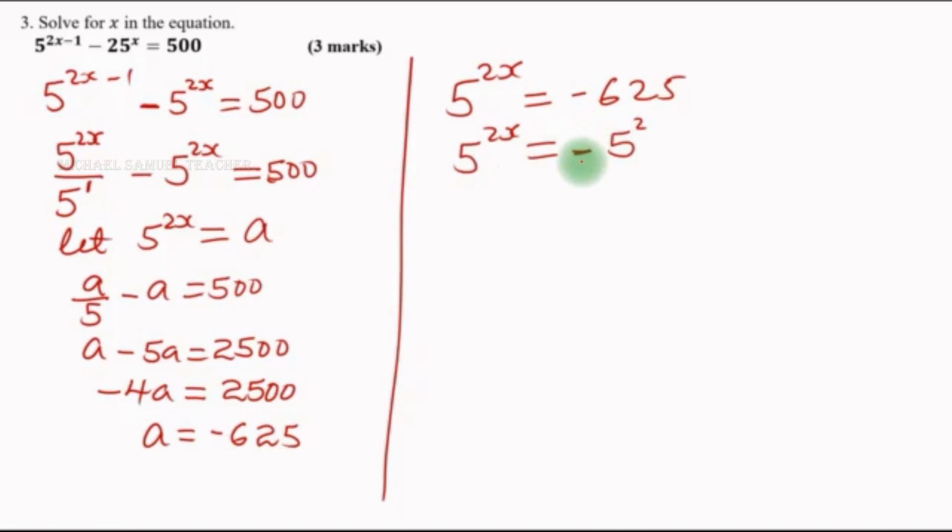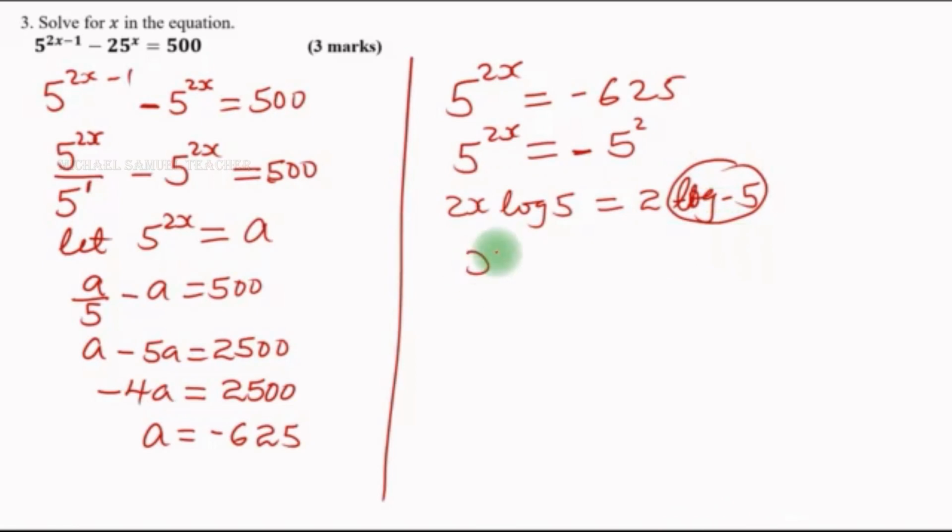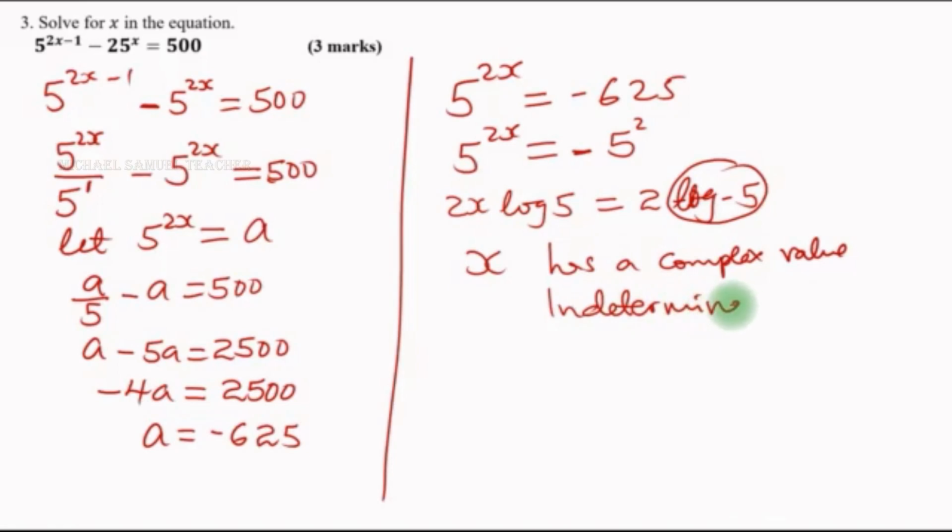Even if we introduce a logarithm sign, say we introduce log to both sides, we shall have 2x log 5 is equal to 4 log of minus 5, but you don't have a logarithm of minus 5. So x has a complex value or a complex number, or we say it is indeterminate.